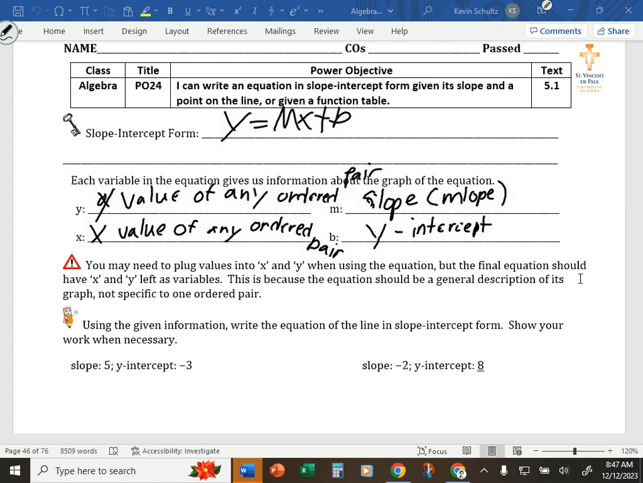All right. So this you may put on a help sheet. This warning thing? Yes, warnings can go on a help sheet. Key points can go on help sheets.